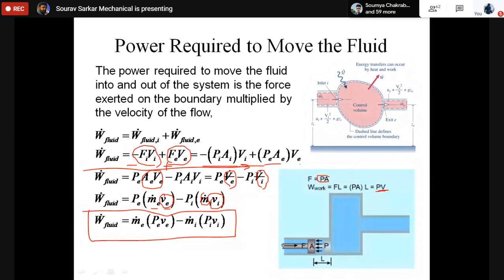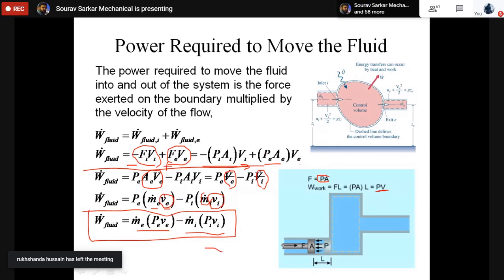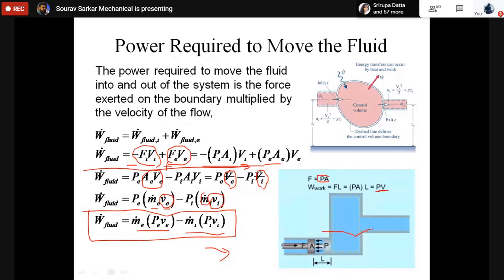Here I have already considered the signs. The expansion work is positive and this is the compression work. What kind of compression? Whenever the mass enters into the system, it has to push the system, so it is experiencing some kind of compression. That's why this sign is negative. Whenever the system is throwing out the mass, the expansion is happening there. So it is the positive work.